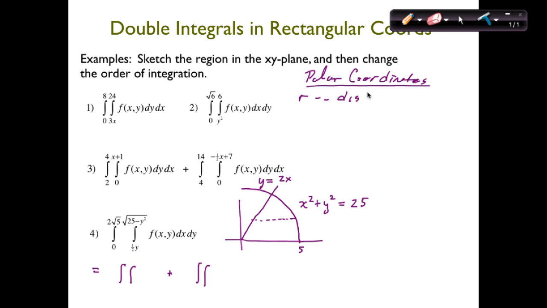So R is defined as radius, distance from the origin, which is now called the pole. If you're looking down on the top of the world, at the North Pole, okay? So distance from the pole is R, distance out away from the center. And the other variable is theta, which is our standard trig angle. That's the angle swept counterclockwise from the x-axis.